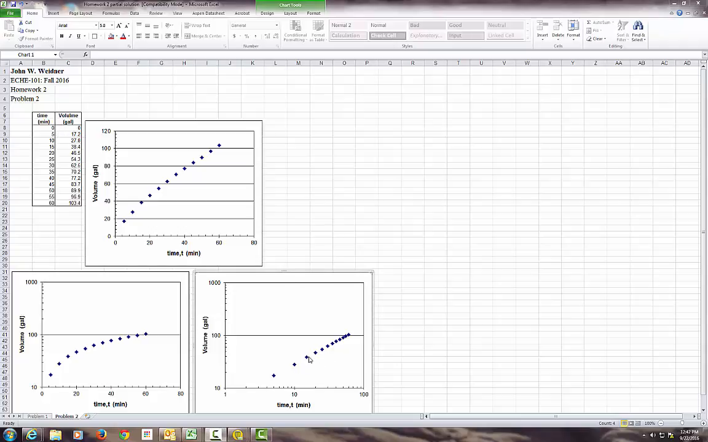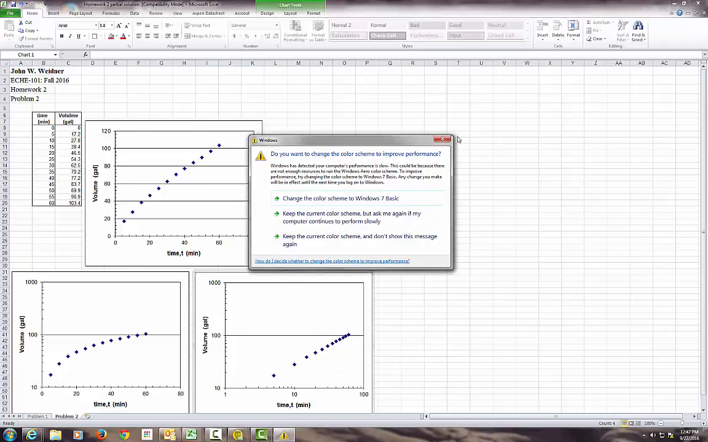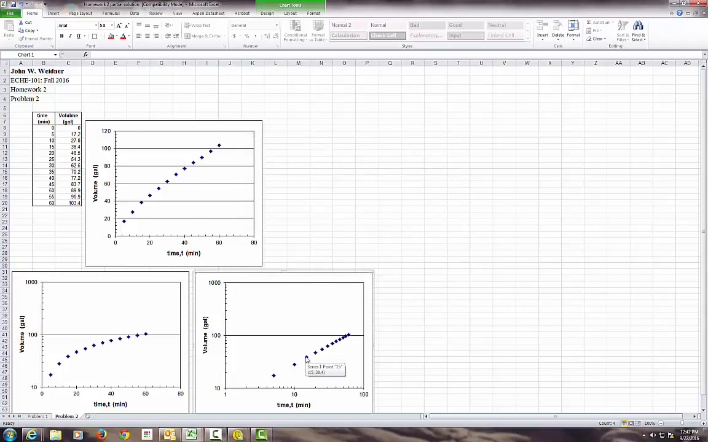You'll notice too that I did not plot the first data set, so if I just highlight the data, it'll show that yes, I'm indeed plotting starting at 5 minutes, because 0, 0 cannot be plotted on log scale. So we could have plotted it on this one, but we couldn't plot it on the semi-log or the log-log, because you can't plot 0 on those scales. So anyway, the data does follow a power law.